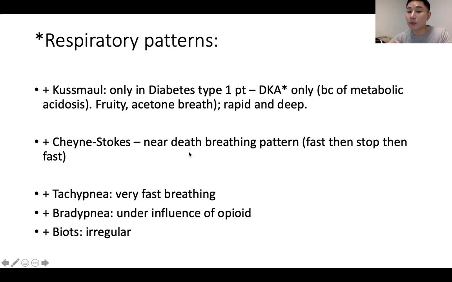Cheyne-Stokes is a near-death breathing pattern. It can be described as fast, then stop, then fast.